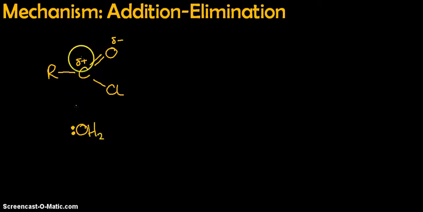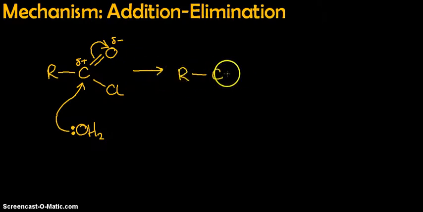What's going to happen? Well, this is delta plus and we've got a lone pair of electrons. The nucleophile is going to add to that carbon, and that's going to kick the electrons out onto that oxygen, and we have to draw our intermediate at this step. So here is our intermediate.